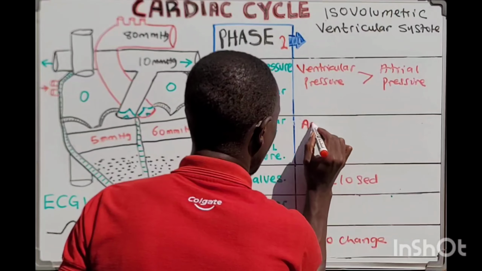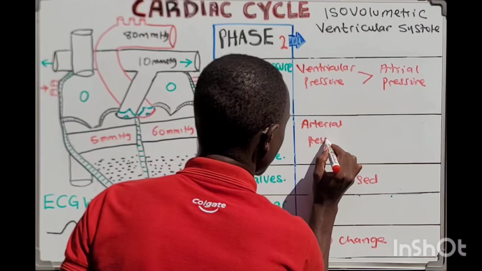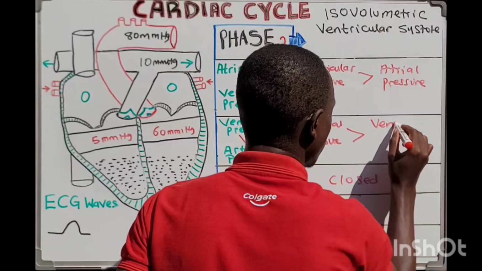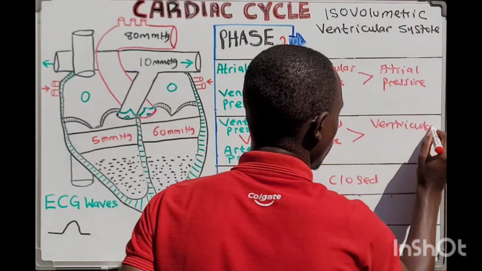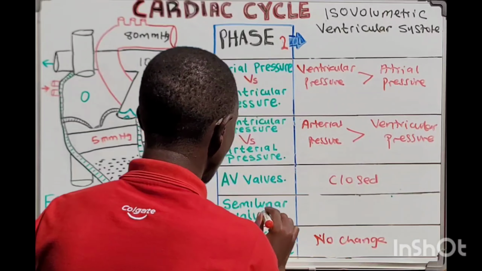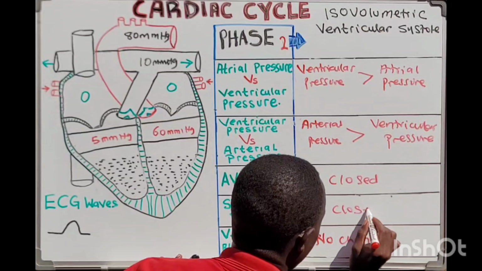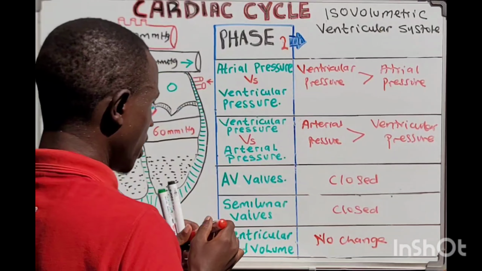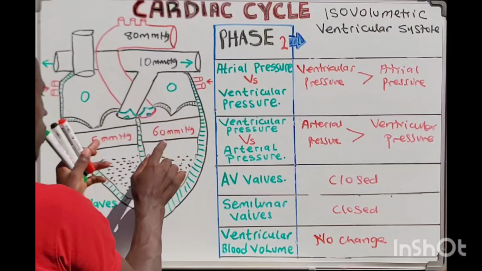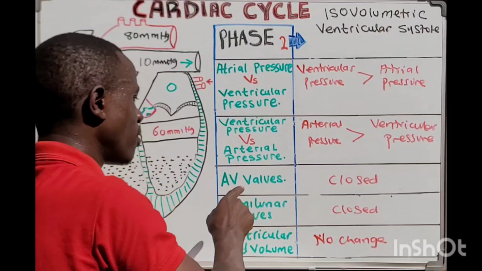Okay, so now our arterial pressure is still going to be greater than ventricular pressure. And because of that, our semilunar valves are going to be staying closed. Okay. So now, when you see the AV valves are going to be closing because of the higher ventricular pressure than the arterial pressure, it will make the AV valves close.